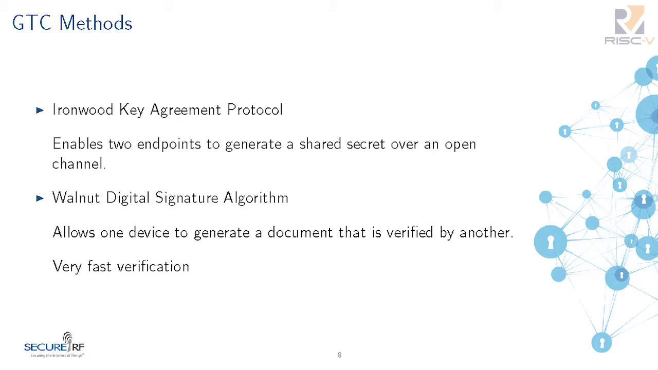The secondary method that we've got is a digital signature algorithm. This allows one device to generate a document and have it be verified by another person. You can think about this like a certificate, a driver's license. A driver's license is like a certificate. It's given to you by an entity that you trust, and there are a lot of physical verifications on it you can do. This is the digital equivalent of that. One of the interesting things about Walnut is very, very fast verification.